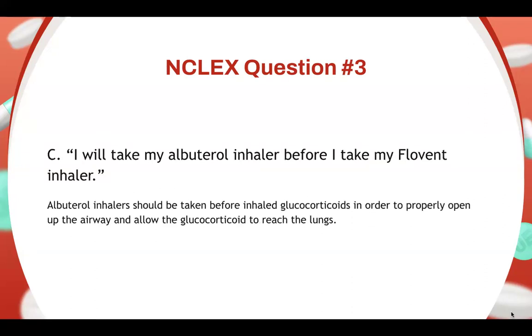The correct answer is C. Albuterol inhalers should be taken before inhaled glucocorticoids in order to properly open up the airway and allow the glucocorticoid to reach the lungs.